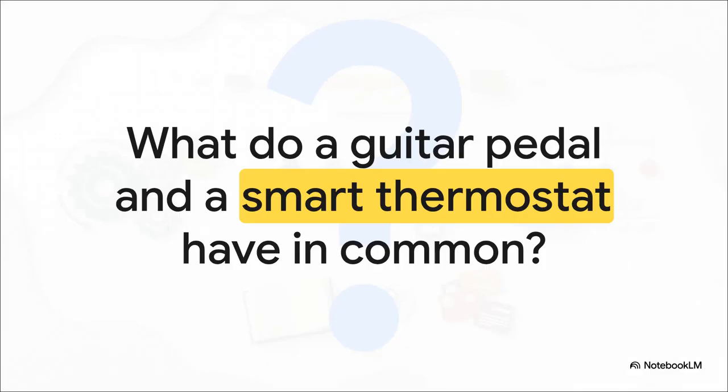So let's start with a little puzzle. On one hand, you've got a guitar effects pedal that makes the guitar sound all crunchy and distorted. On the other, you have a smart thermostat that keeps your house at the perfect temperature. What could those two possibly have in common? Well, they're both what we can call a black box. Something goes in and something totally different comes out.